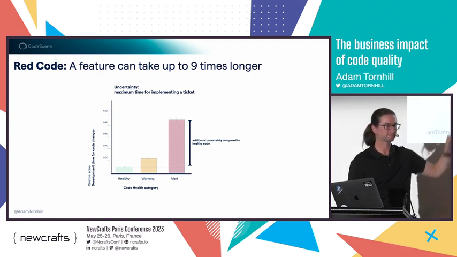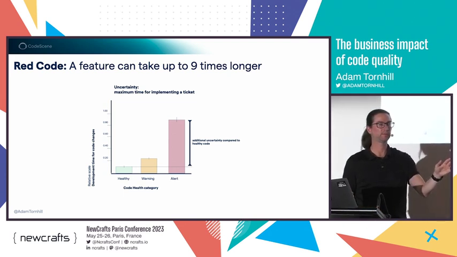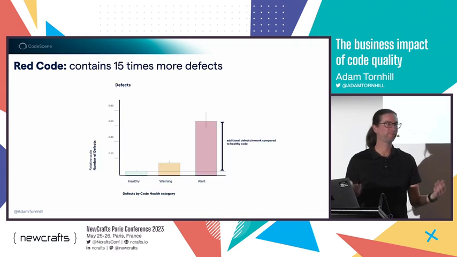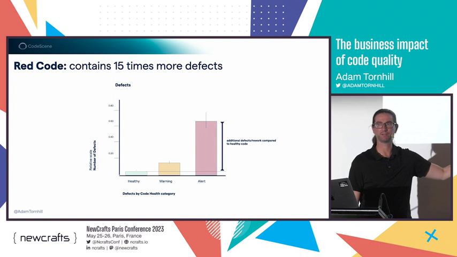Now finally, the last thing we looked at was the defect density. Is there a difference between healthy and unhealthy code? And it turns out there's a massive difference. In fact, red code has on average 15 times more defects than green code.